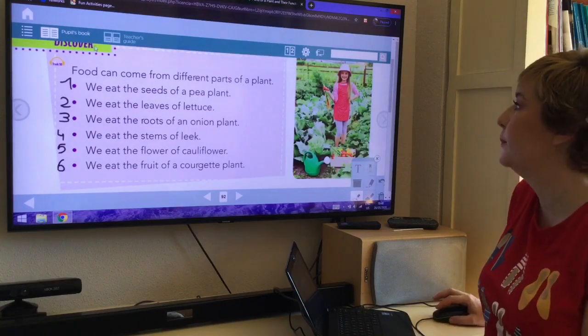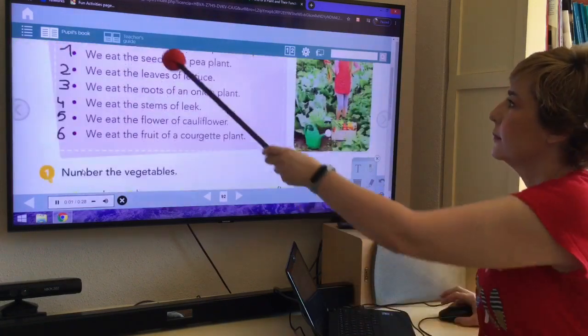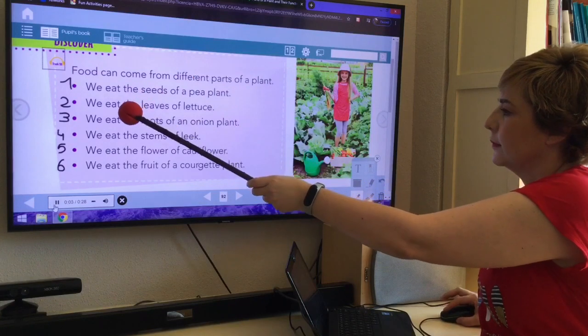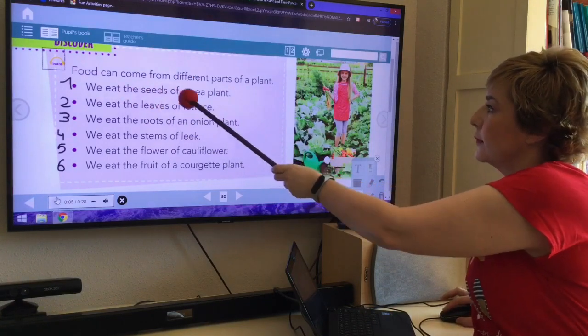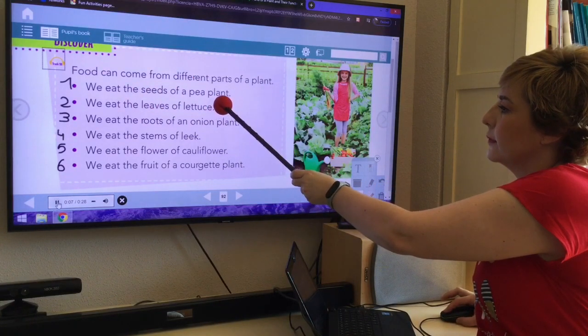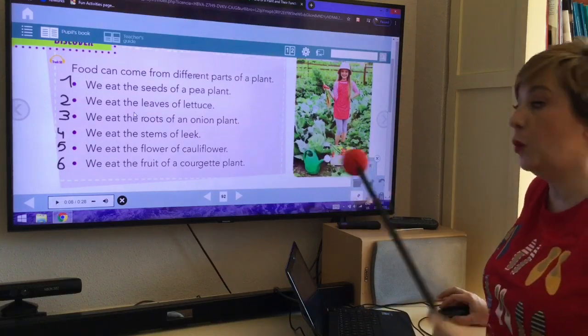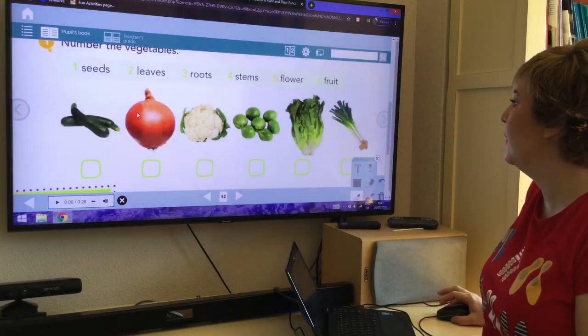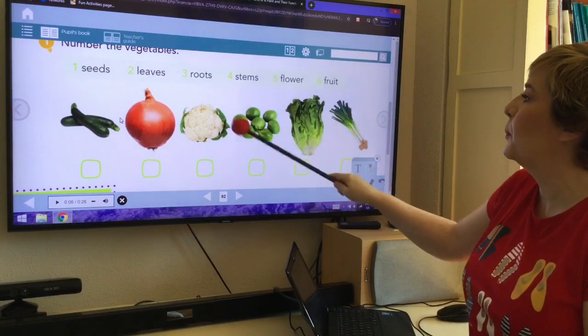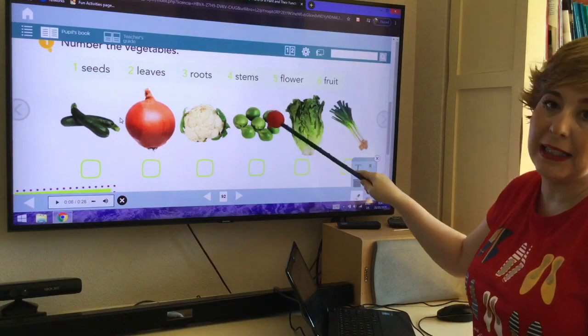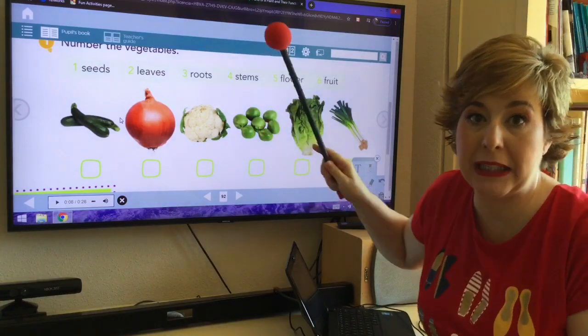Food can come from different parts of a plant. We eat the seeds of a pea plant. And now, if you look down, here you have a pea plant. Well, the seeds, because these are really peas.